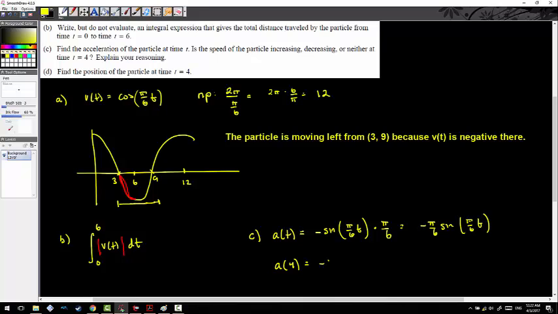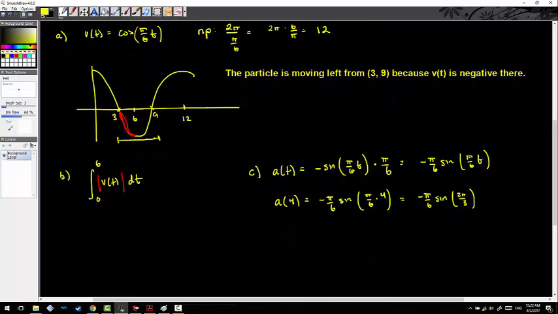Well, what is that? That's negative pi over 6 times sine of pi over 6 times 4. Well, that's going to be negative pi over 6 times sine of 2 pi over 3. Going back to the whole unit circle, what's sine of 2 pi over 3? Sine of 2 pi over 3 is rad 3 over 2 times negative pi over 6, so that's negative pi rad 3 over 12. Now, actually, I don't really care what the value is. I just care that a of 4 was negative. So my acceleration is negative.